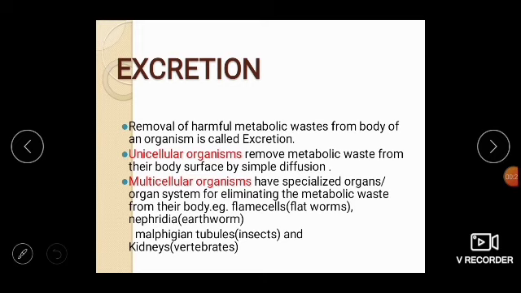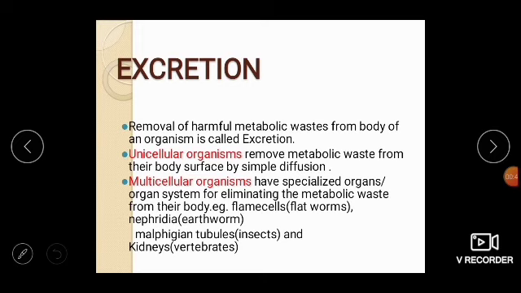How does it occur in unicellular as well as multicellular organisms? In unicellular organisms, waste diffuses out only through the body surface into the environment, whereas multicellular organisms have specialized organs or organ systems for eliminating nitrogen waste from their body.